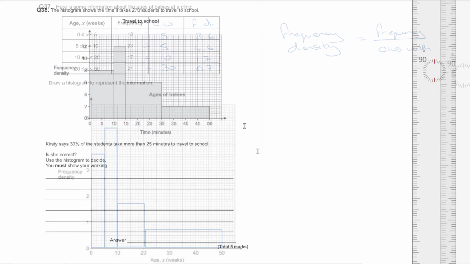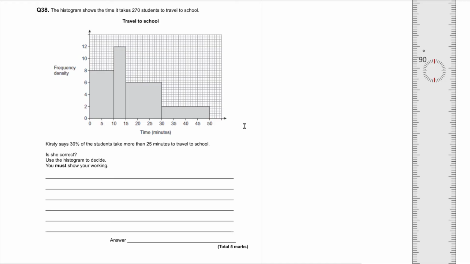It looks pretty good. Question 38: the histogram shows the time it takes 270 students to travel to school. Kirsty says 30% of the students take more than 25 minutes to travel to school. Is she correct? Use your histogram to decide. You must show your working. So we're going to test that. We're going to find out how many people we think take more than 25 minutes to travel to school and compare it with Kirsty's 30%.